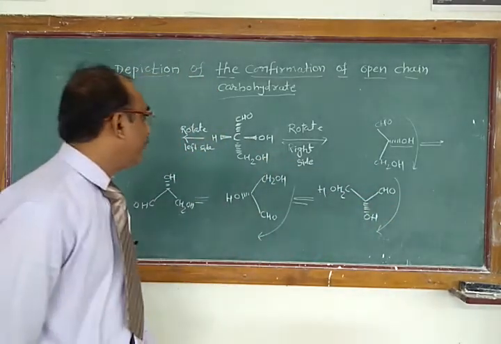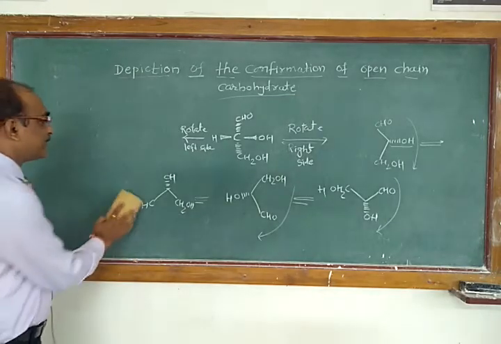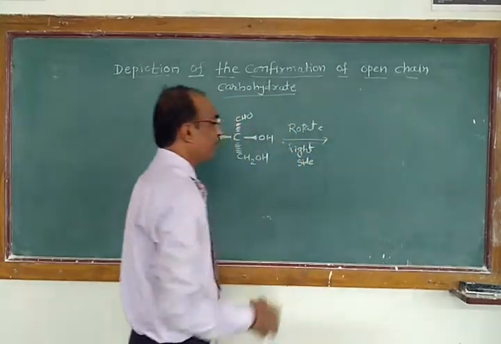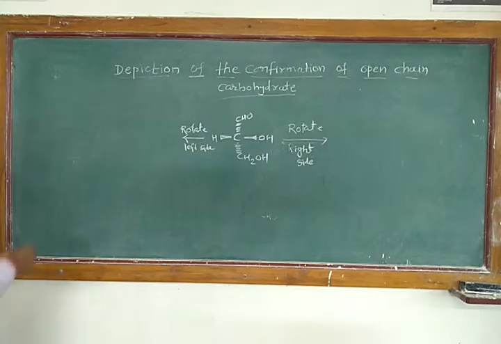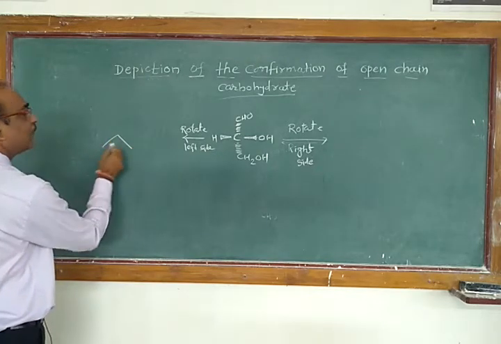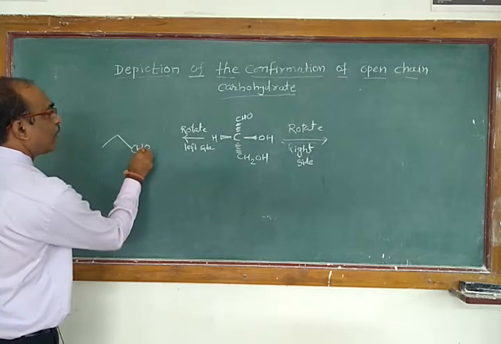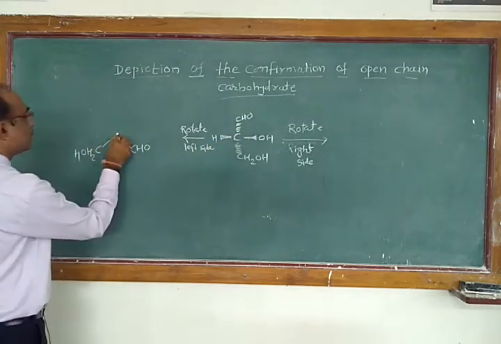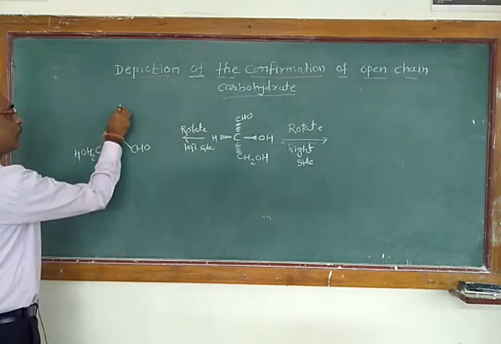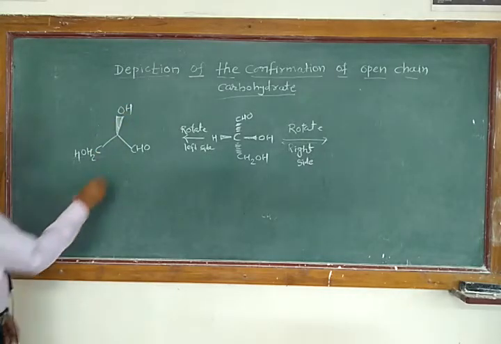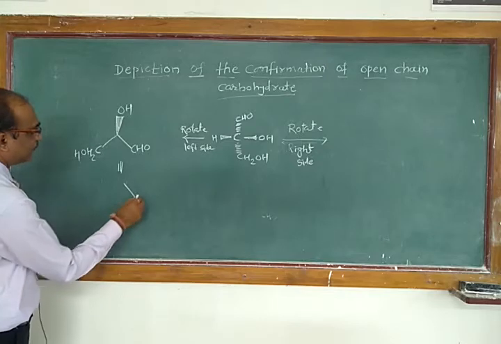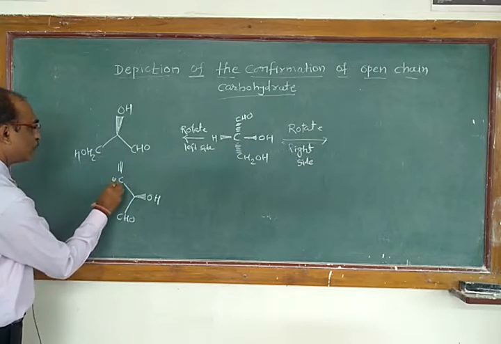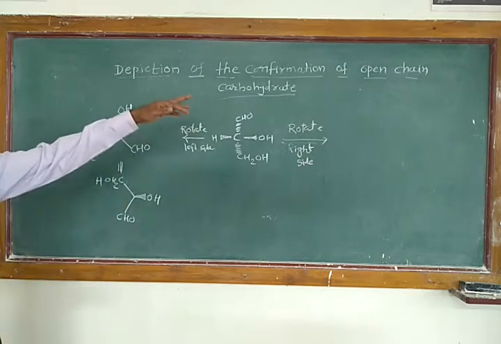Now we will see what happens if you move to the left hand side. So this is about the right hand side, and now we move to the left hand side. What will happen? This is a CHO and this is a CH2OH, and this OH comes as such above. See this first structure, then the second structure, this OH remains as such over here. Here is a CHO and here CH2OH. This is the depiction of the conformation of open chain.